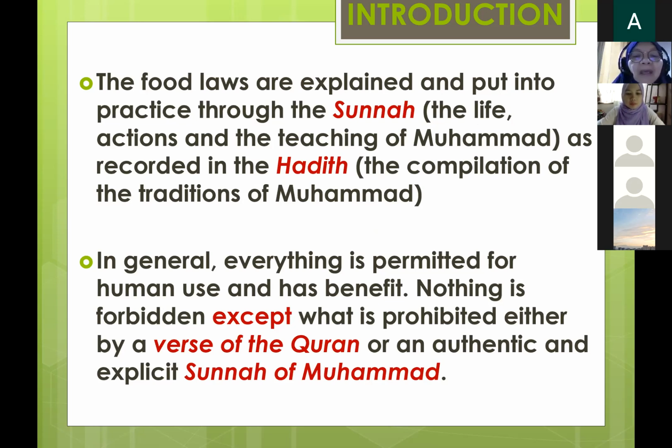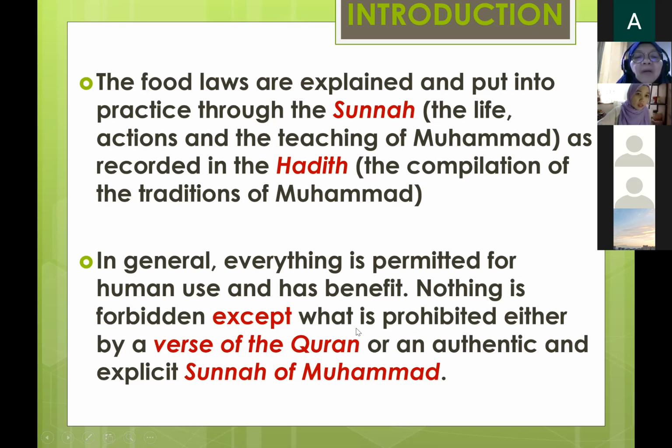Nothing is forbidden except if it is prohibited either by a verse of the Quran or by an authentic and explicit sunnah of Muhammad. So this sunnah is in the form of hadith. Okay, so you can do anything that you want, that you like, but don't do things that are prohibited.